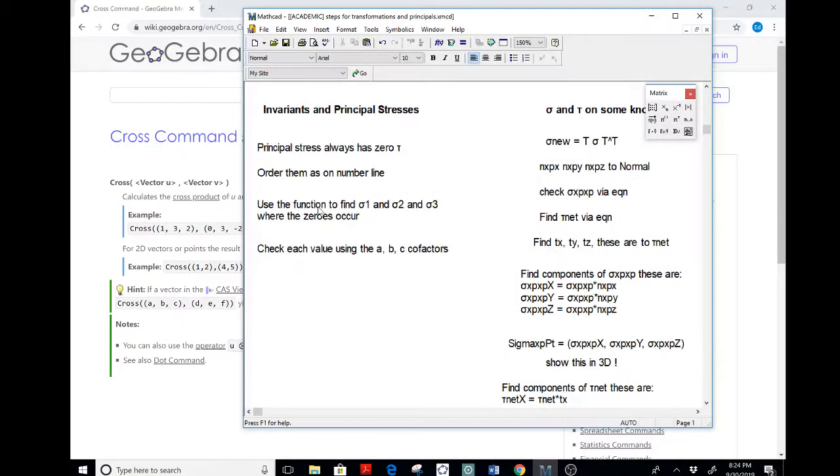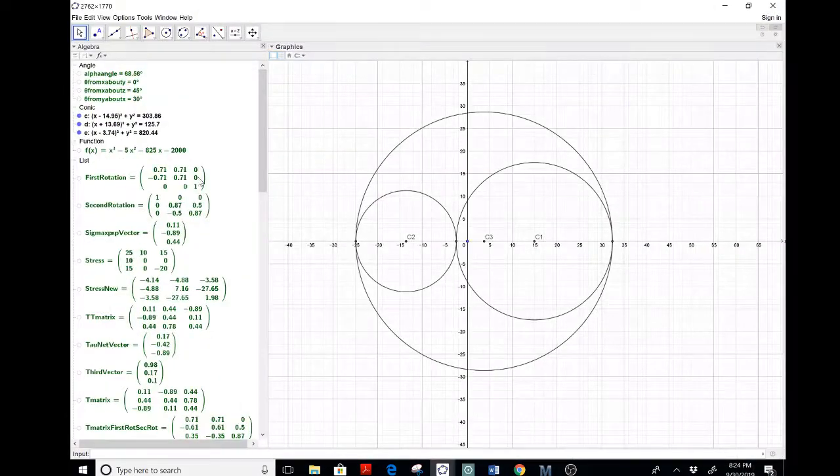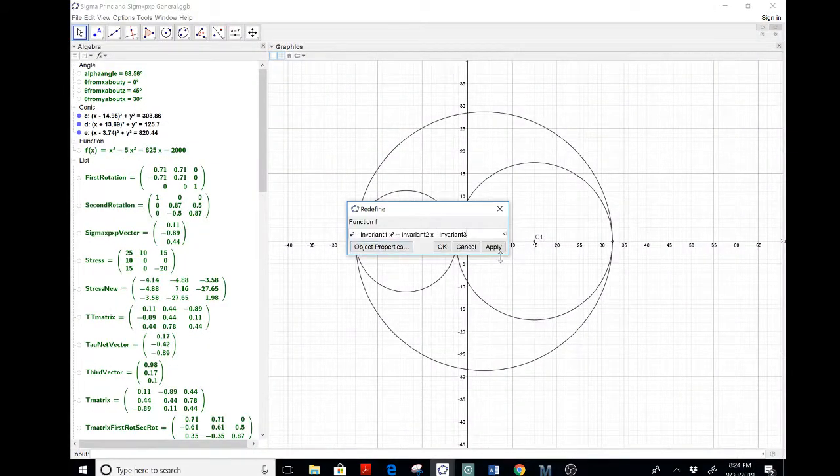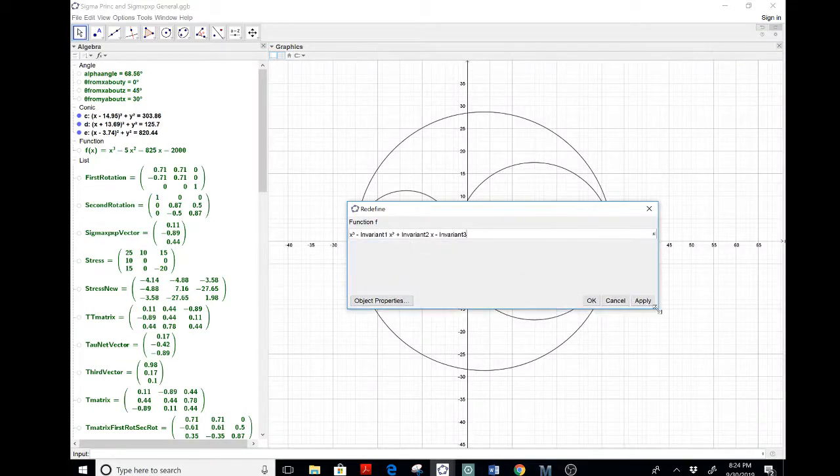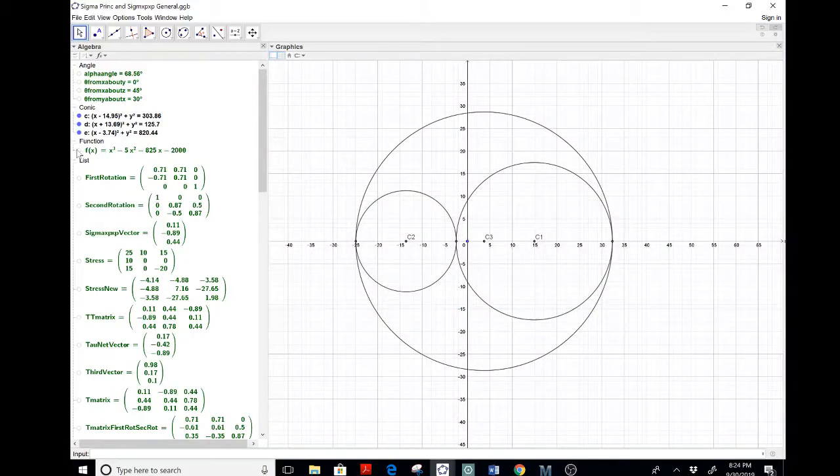I'd like you to use these functions to actually plot them, to find the roots of the equation graphically. So what function is it? It's right here. Let me zoom in a little bit. It's x cubed minus invariant 1 x squared plus invariant 2 x minus invariant 3. That's in your book.